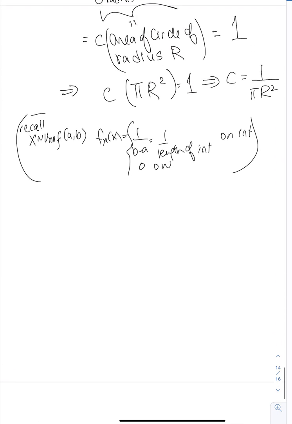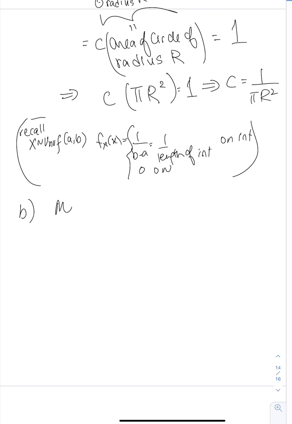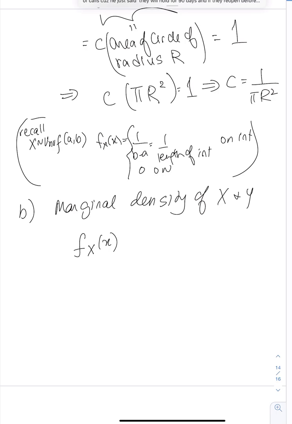Now let's look at part B. In part B, you're asked to find the marginal densities. We'll just do one. So what do we want? We want f of x, the density of the random variable x. How do we get the density of the random variable x from the joint density? Well, you have to integrate out the y.